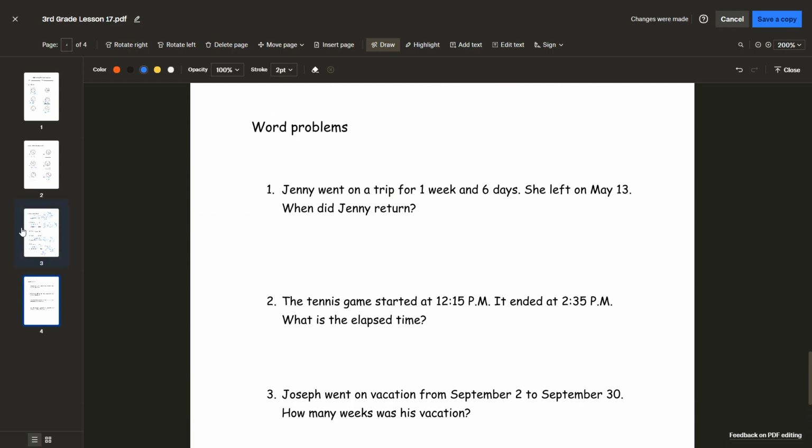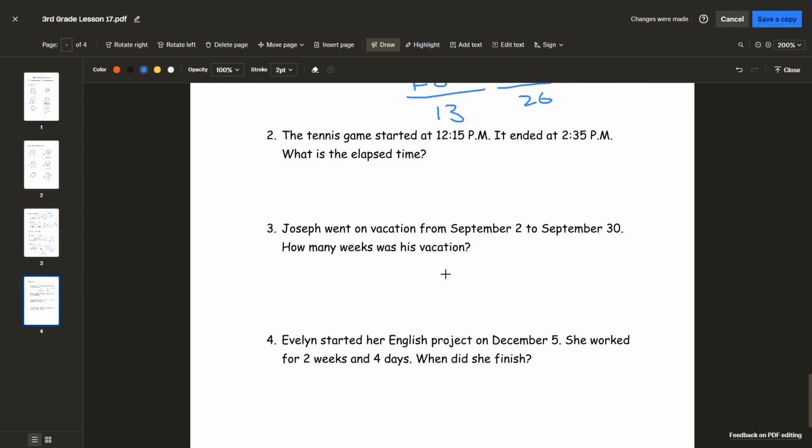Final page is a word problem. Jenny went on a trip for 1 week and 6 days. She left on May 13th. When did Jenny return? So 1 week is 7 days. So 7 plus 6 equals 13. 13 plus 13 equals 26. So she came back on May 26.